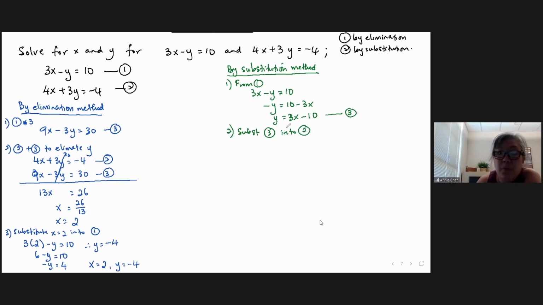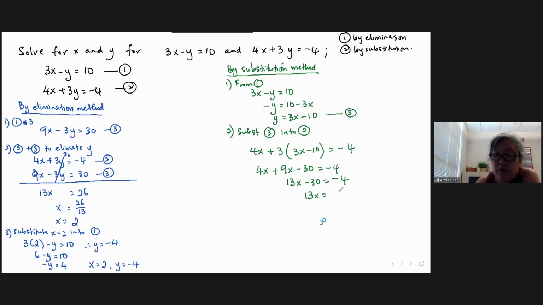Right? So anywhere I see a y, I'm going to substitute with this. So 4x plus 3. Oh, I see a y. I'm going to substitute with 3x minus 10 equals negative 4. So I'm going to expand this one. I will get 4x plus 9x minus 30 equals negative 4. 4x plus 9x, 13x minus 30 is equal to negative 4.